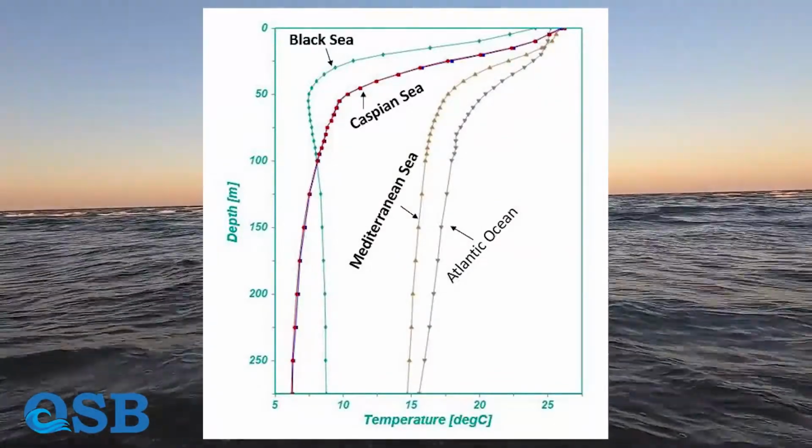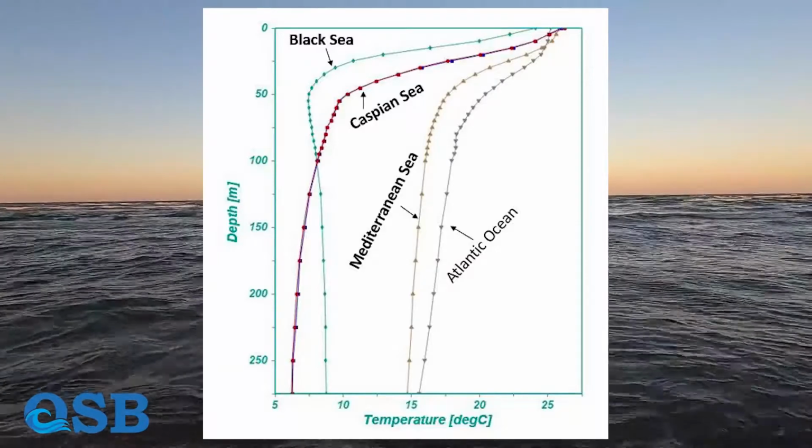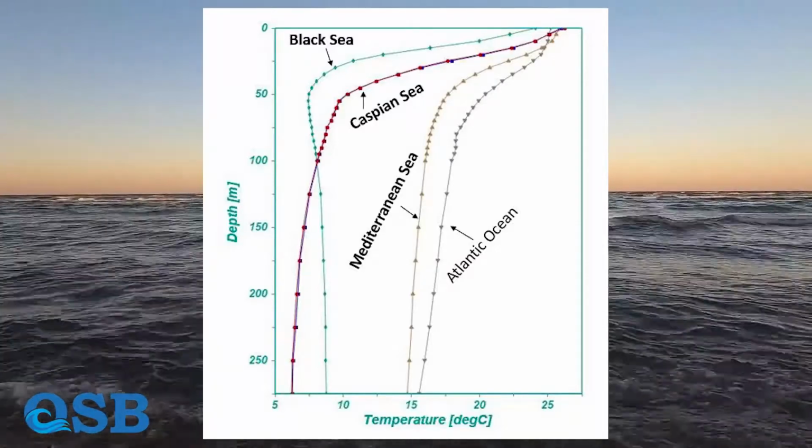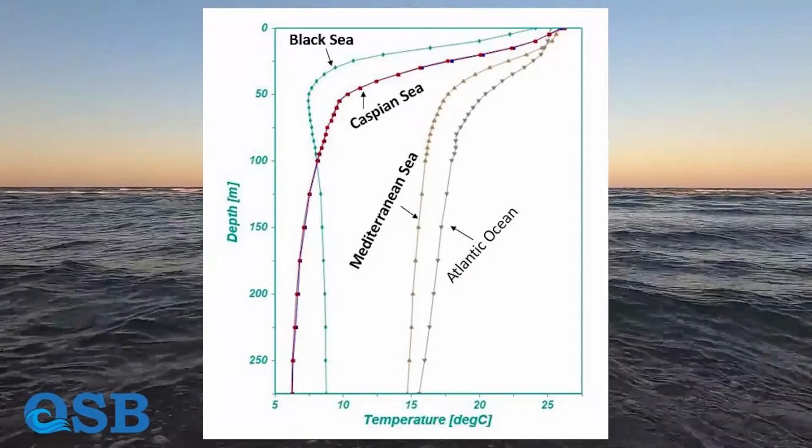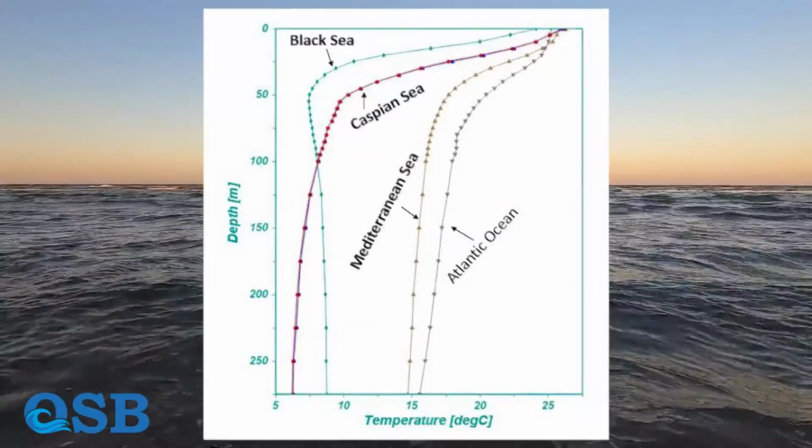Now, if we compare the structure of the Caspian Sea with the waters of the Mediterranean Sea and the Black Sea, we will understand that the Caspian Sea is colder, and the salinity of the Caspian Sea is about a third of that of the Atlantic Ocean and the Mediterranean Sea.